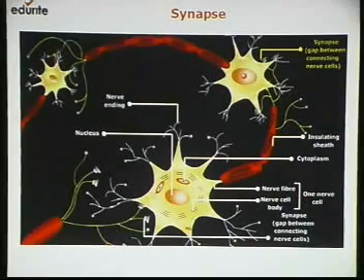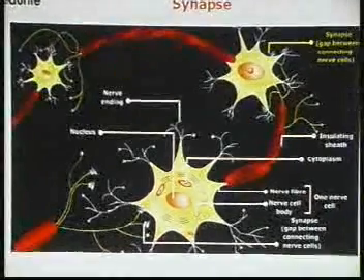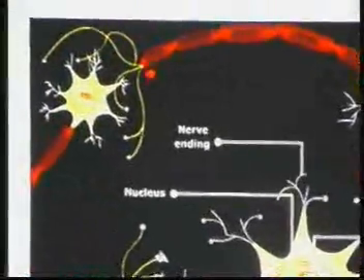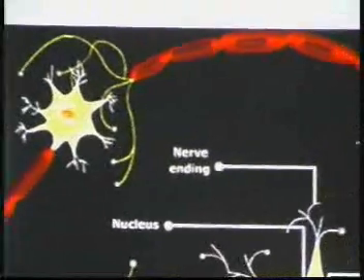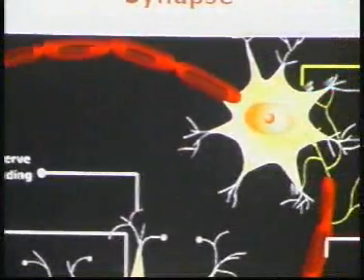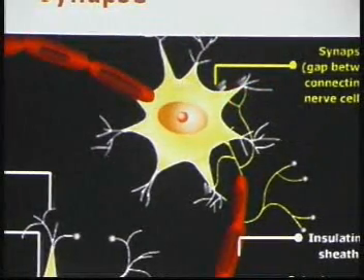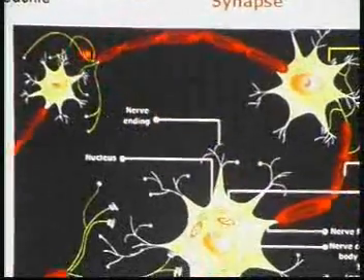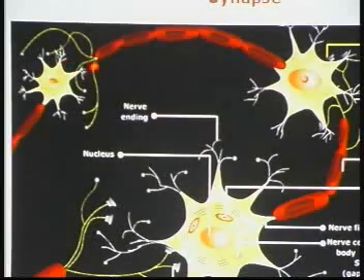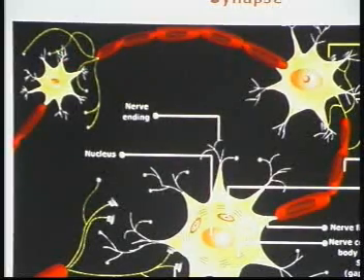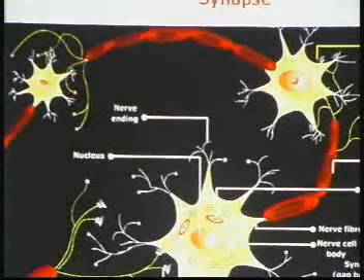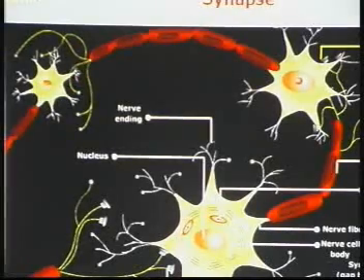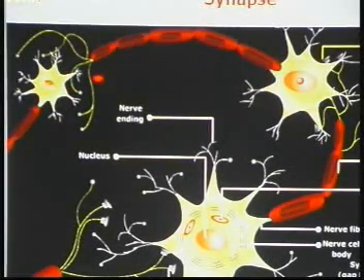Here we have three neurons in communication with each other. You know the axon is a conducting unit. The dendrites are the receiving units, the input units. Here you can find a contact between the axon of one neuron and the dendrites of another neuron. This junction point, the point of contact, is called the synapse.